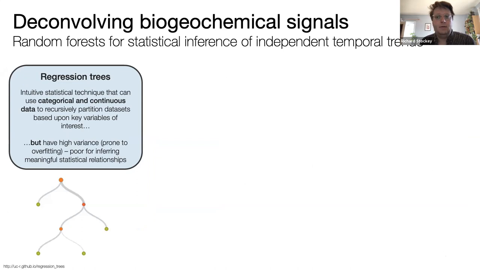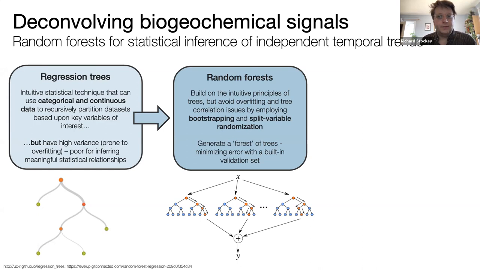And random forests are built on the principle of regression trees, where we recursively partition data sets based upon key variables of interest. And a great thing for geologists is that regression trees can take both categorical and continuous data. The problem with regression trees is that they have high variance, so they're prone to overfitting, and it makes it difficult to infer meaningful statistical relationships. So what we do here is employ random forests, which build a forest of trees and minimize these issues with bootstrapping and split variable randomization.